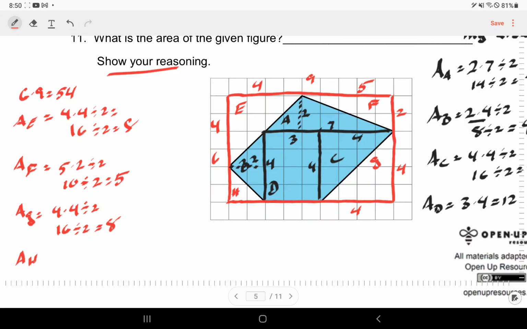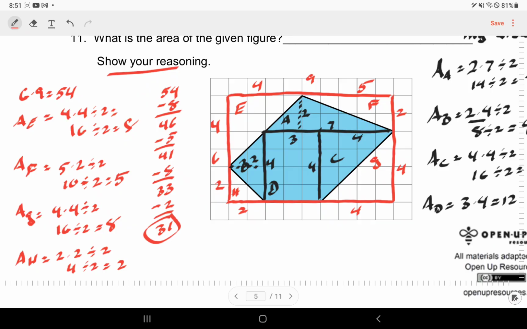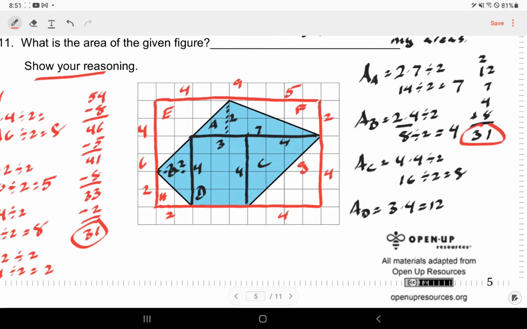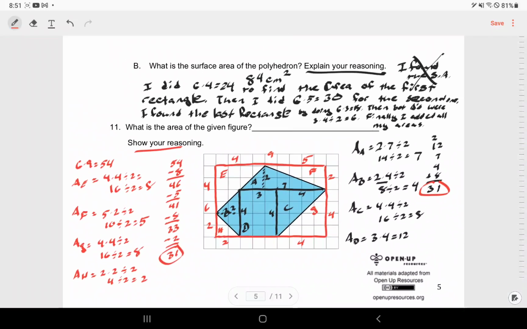And H, 1, 2, 1, 2. So that's 2 times 2 divided by 2. So 4 divided by 2 is 2. And so we do 54 minus 8 is 46, minus 5 is 41, minus 8 is 33, minus 2 is 31. And so we get the same answer either way. So again, it's just a matter of what is easiest for you. Okay, you take your choice.